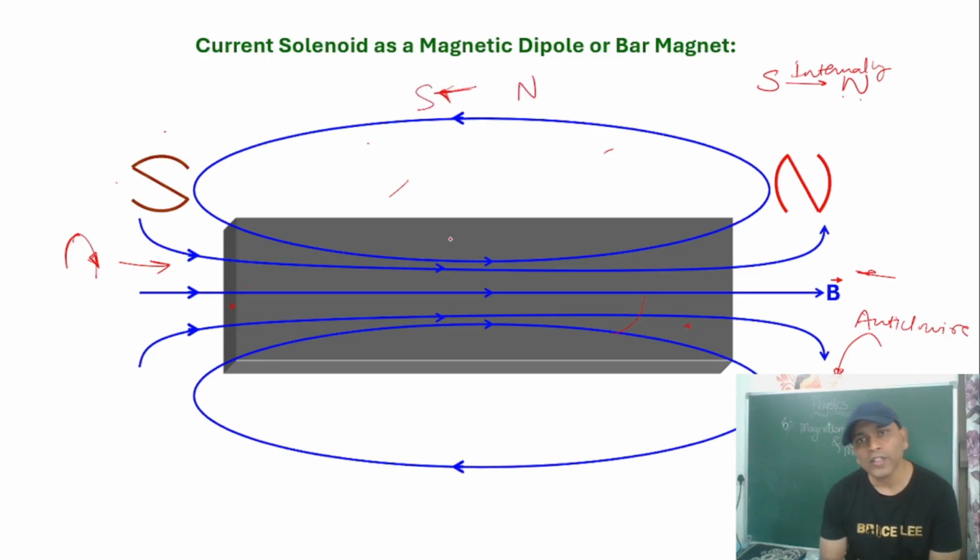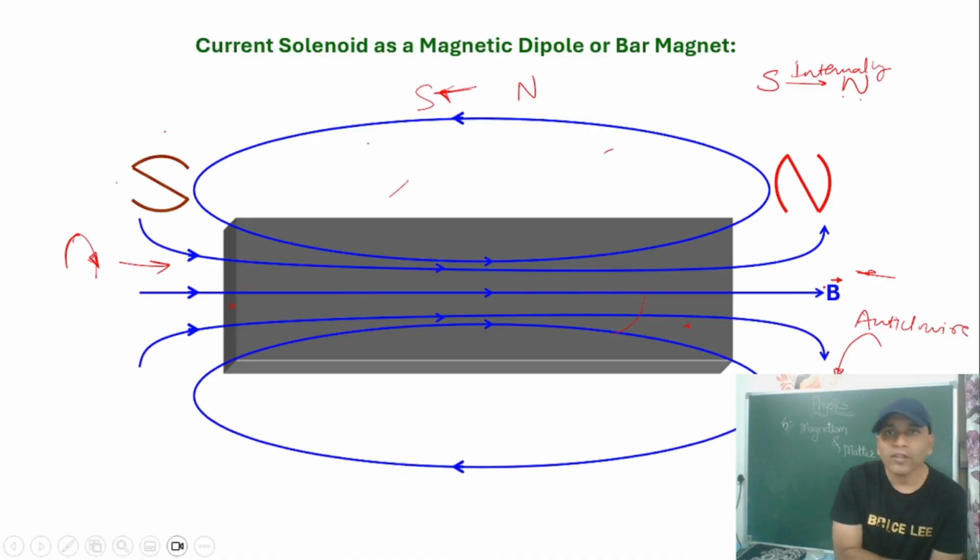Here it is showing that the magnetic field is directed from south to north inside, and outside it is north to south. Inside it is south to north, and outside it is north to south. The magnetic field is coming toward us, or rather towards this side, because we are showing it on the plane of the diagram.